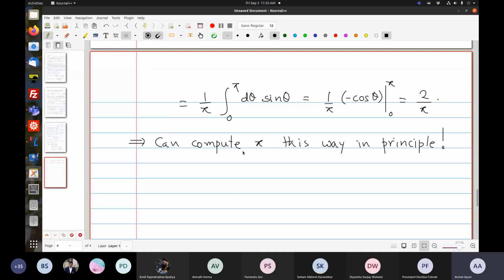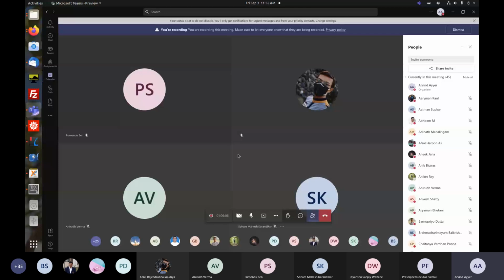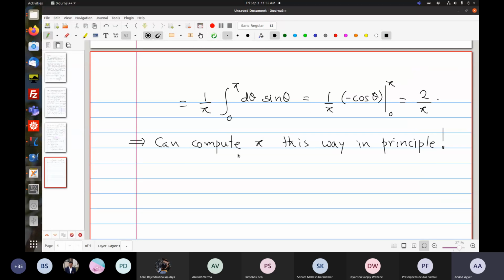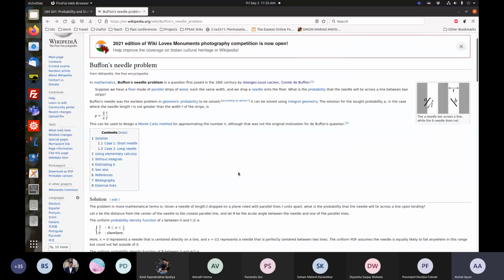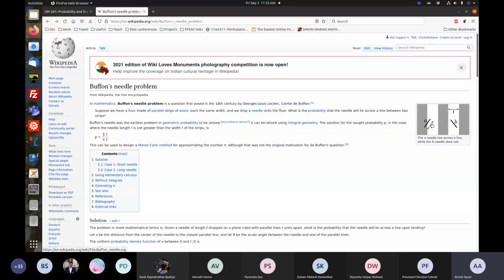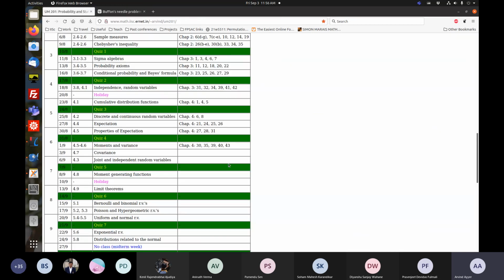Okay, you have to drop the needle a very high number of times, like 1,000,000 times, to get something like 3 decimal places. That's the problem. So this is one of the things that Buffon is famous for, and you can read about it on Wikipedia. There's a more general problem: if the length of the needle is L and the width between strips is T, then you get a more general answer which involves L by T.